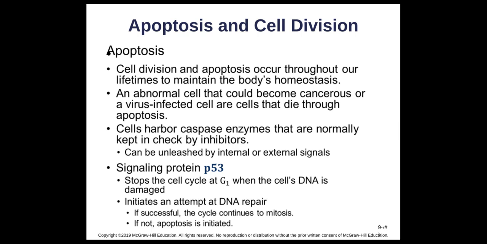There is a signaling protein called P53. That is what is going to stop the cell cycle at G1, and that is when the cell's DNA has been damaged. If we can repair that damage, that is what will happen. And if that repair is successful, we'll keep going through to mitosis. But if not, then apoptosis will be initiated.